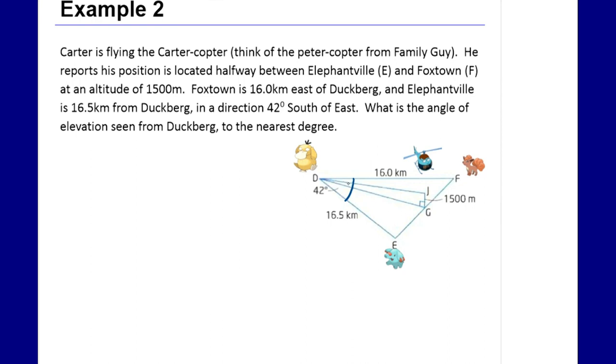That angle of elevation might be kind of hard to see. It's this little angle in here. So that's what we're looking for, this little angle going from these two lines, and it's going up to J. So that angle is what we're looking for.